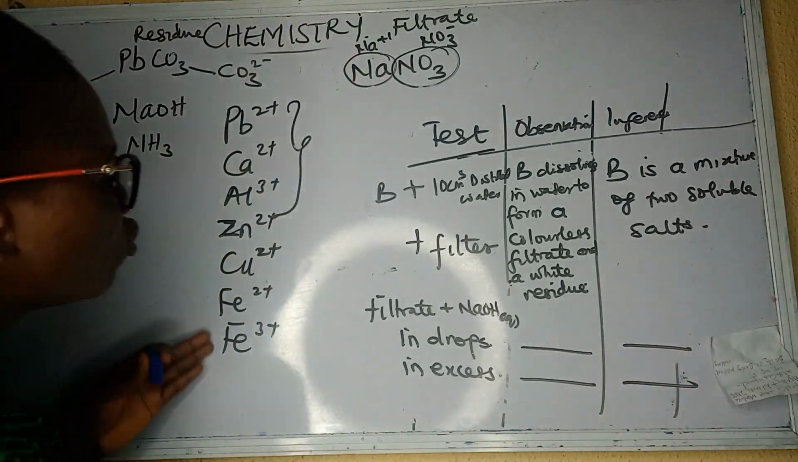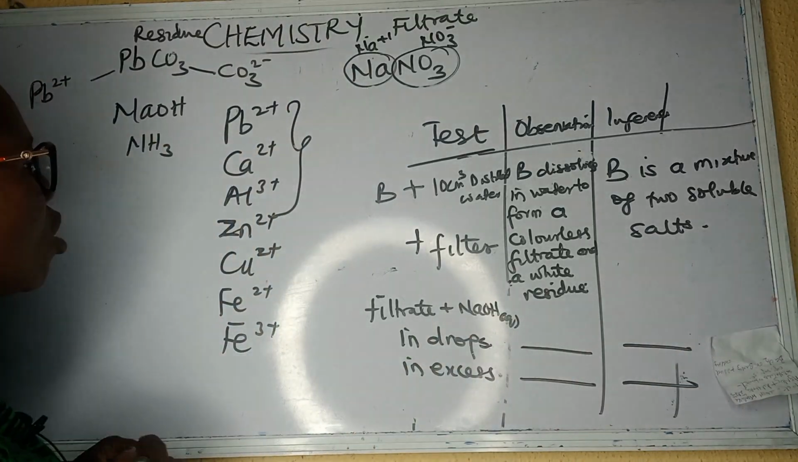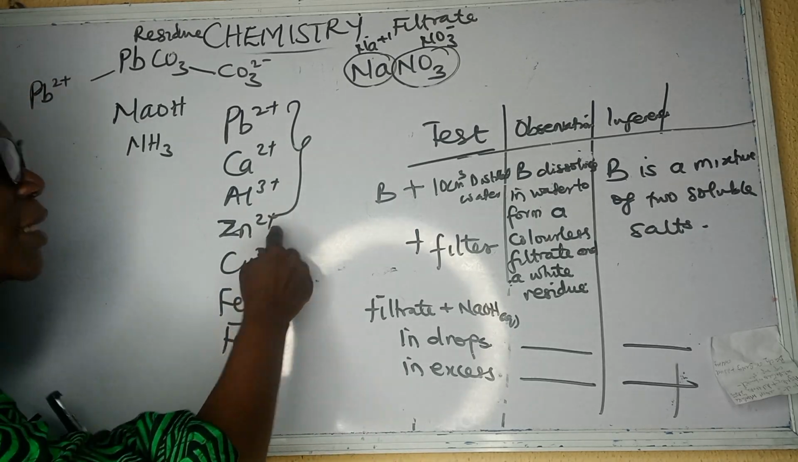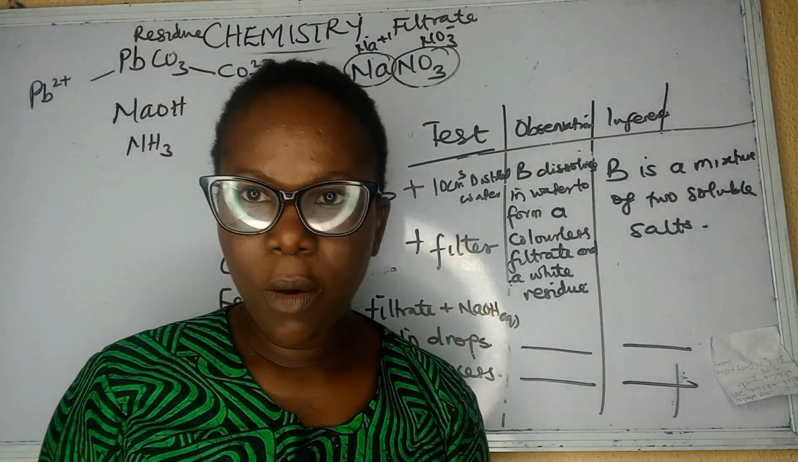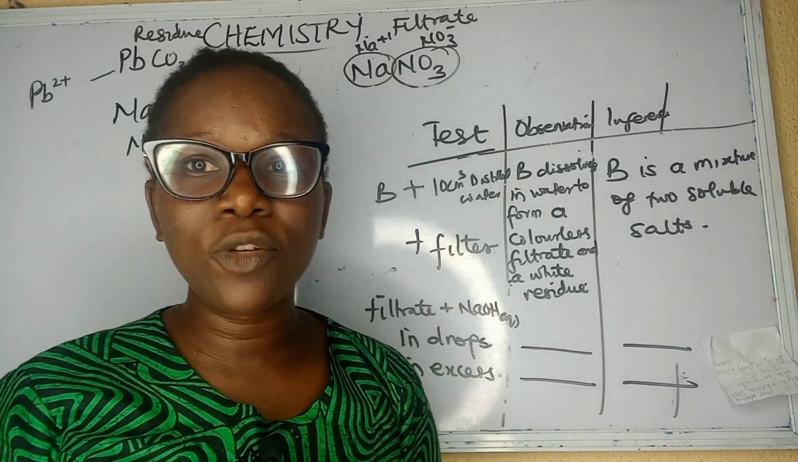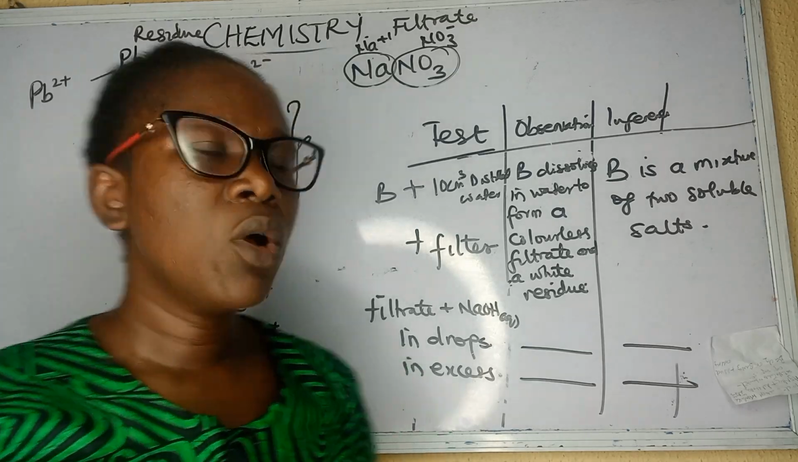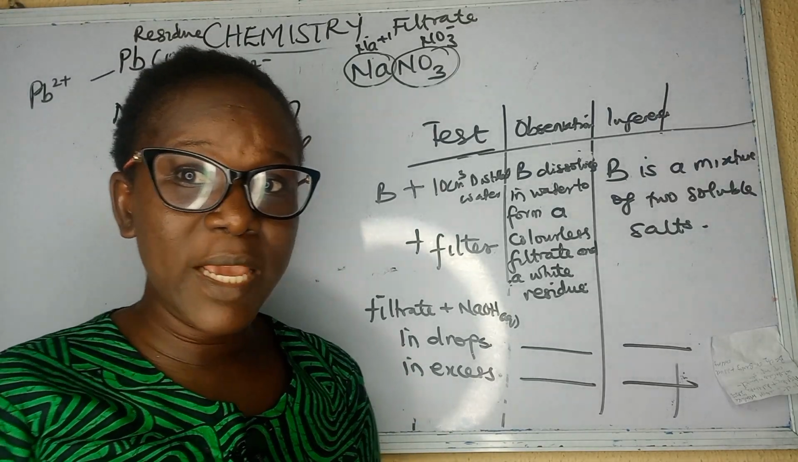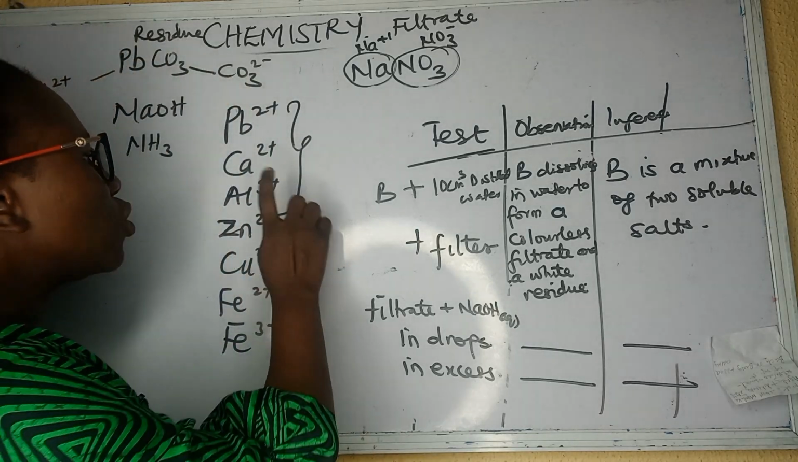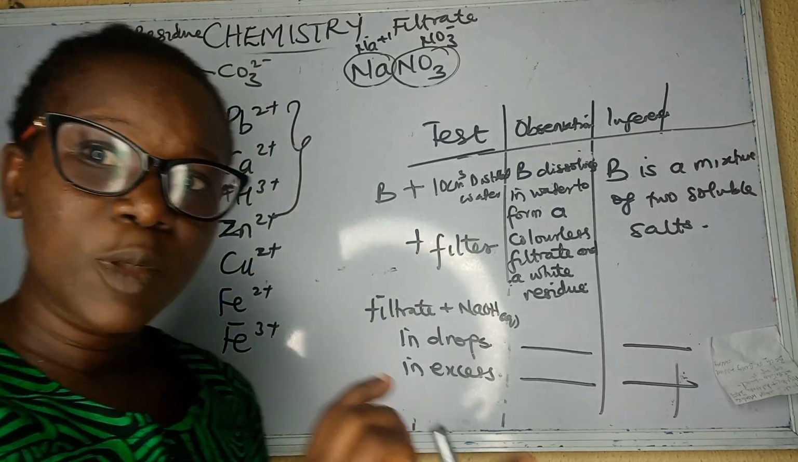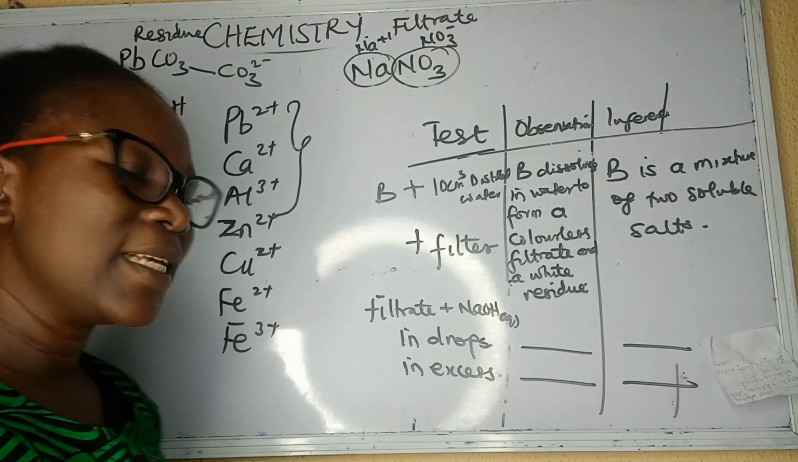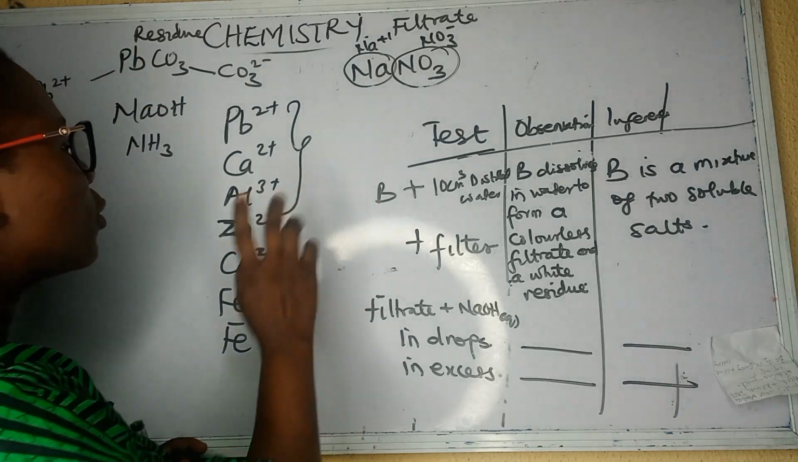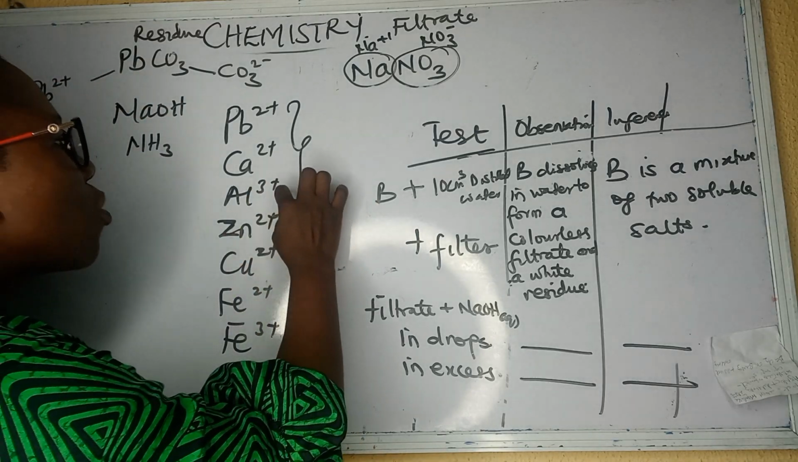So let me quickly run through this before I go back to the table. Aluminium and zinc also form white precipitate with sodium hydroxide and ammonia. But aluminium and zinc form a white gelatinous precipitate, just something like a gel. When you add sodium hydroxide in drops, they form a white gelatinous precipitate. But when you add it in excess, the white gelatinous precipitate will become soluble.